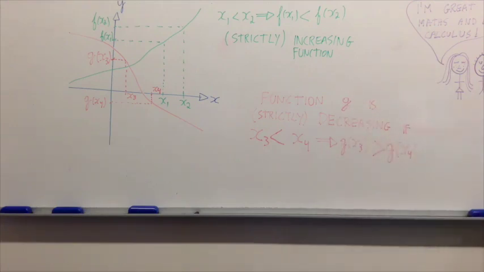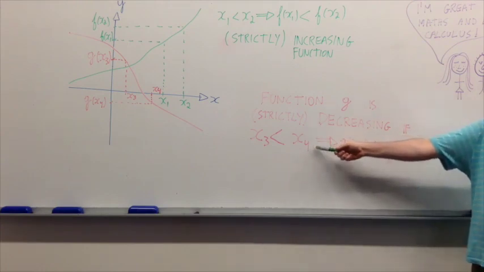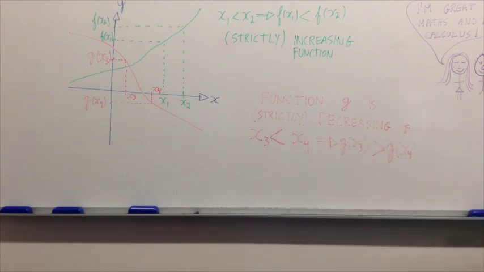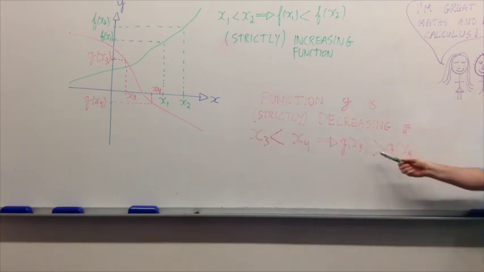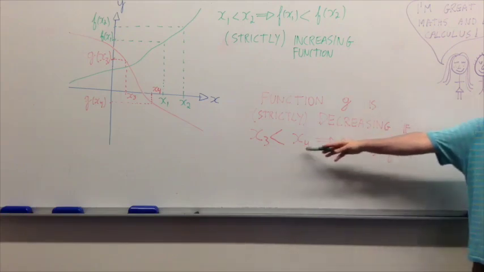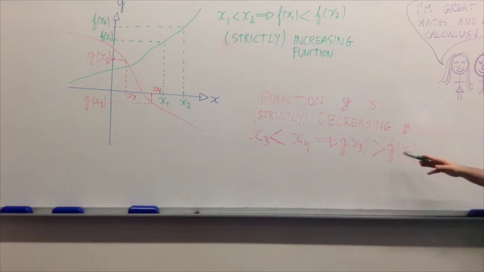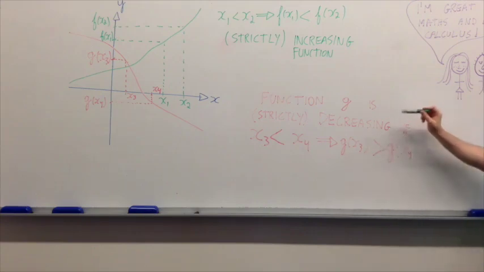So if I pick any 2 points on the horizontal axis, say x3 and x4, if the points are different, I can say, for instance, x3 is the smallest and x4 is the biggest. So if x3 is smaller than x4, g of x3 is going to be bigger than g of x4. So when I increase from x3 to x4 on the horizontal, on the vertical I'm going down. Okay, g of x4 is smaller than g of x3. So function g is strictly decreasing.